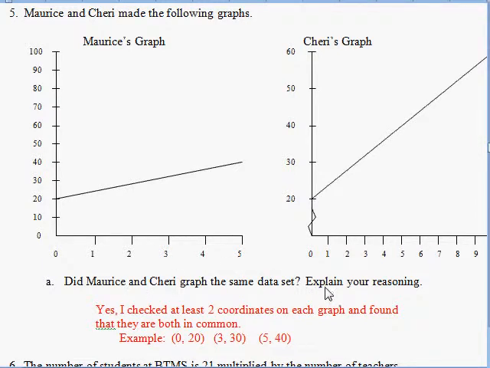So it wants you to explain your reasoning. What I typed out was, yes, I checked at least 2 coordinates on each graph and found that they are both in common. And I gave an example too. Again, you would only have to list 2 points. You wouldn't have to list the third. I just went above and beyond. That's it for number 5.